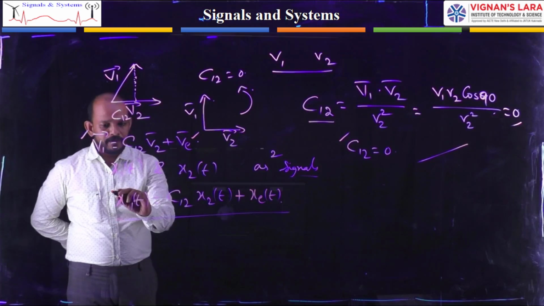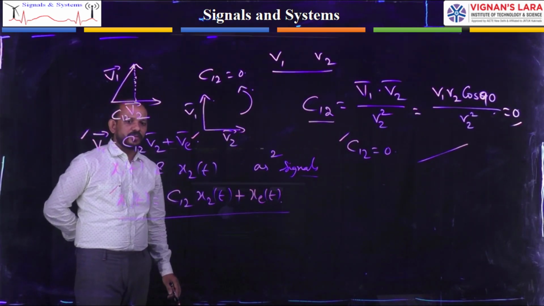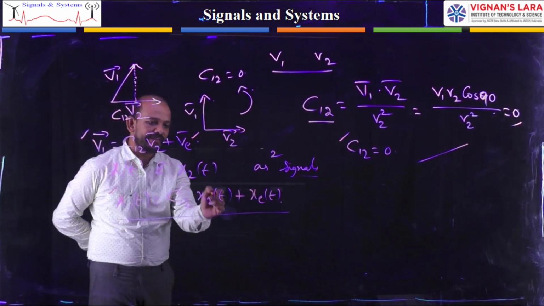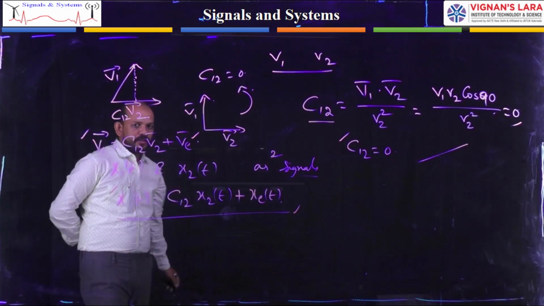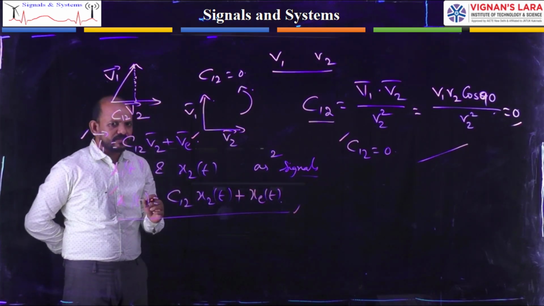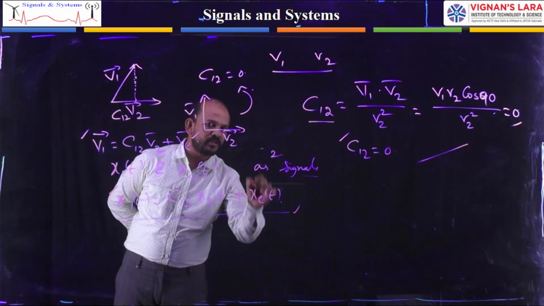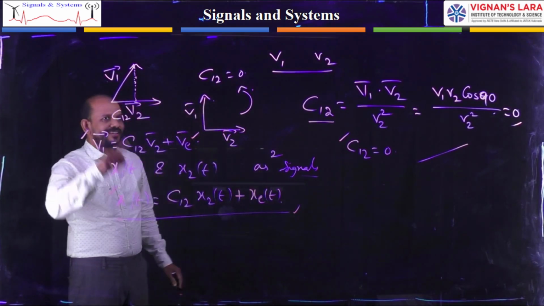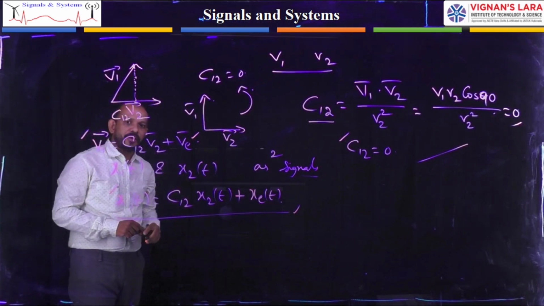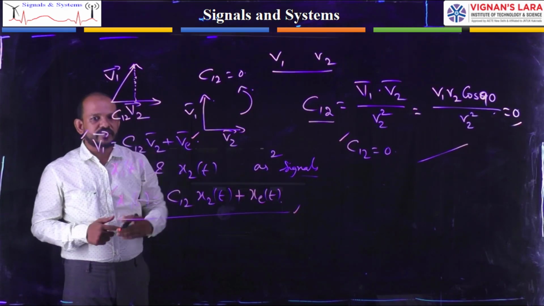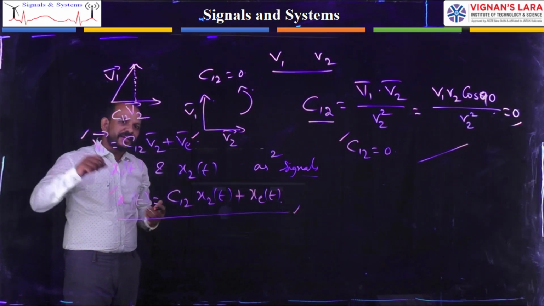So this is the representation of x1 of t in terms of x2 of t. That is, x1 of t equals c12 into x2 of t plus xe of t. Now the main condition is that we have to choose the error to be as small as possible. For that, in vectors, we had drawn a perpendicular line from one end of the first vector onto the second vector. That will give the error as minimum as possible.